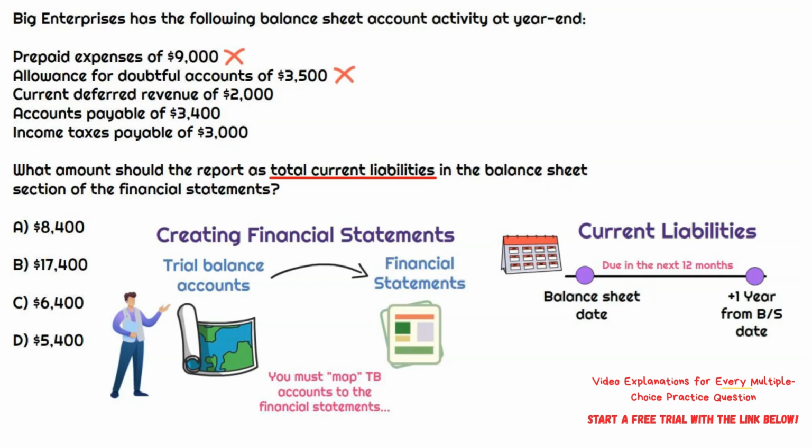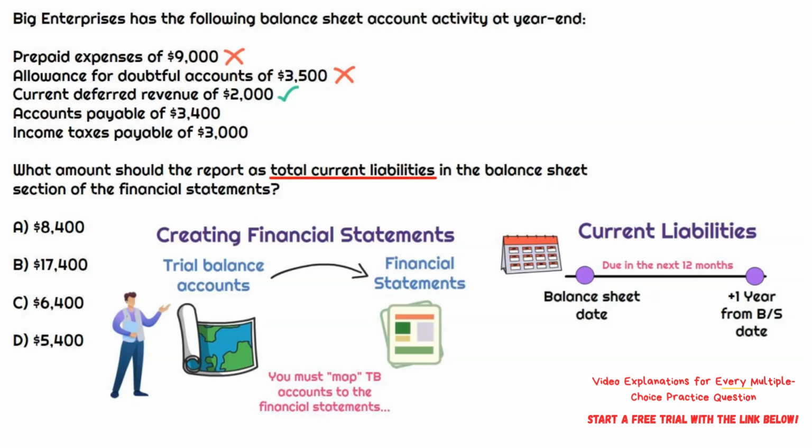How about current deferred revenue of $2,000? Deferred revenue is a liability and it tells us it's current. Deferred revenue is when our customers pay us in advance for services they're going to receive over the future. So if we got paid by our customers for services that we need to perform next month, we can't recognize that revenue yet, but we have their cash. It's a liability, so it's going to be a current liability. So include that in our table.